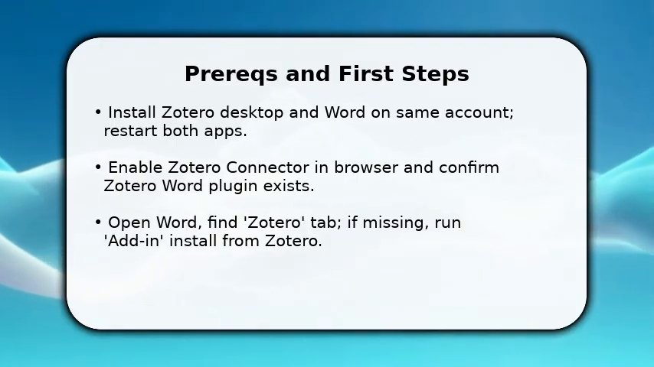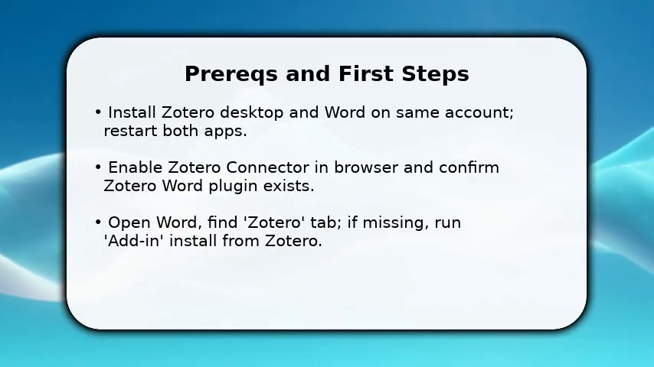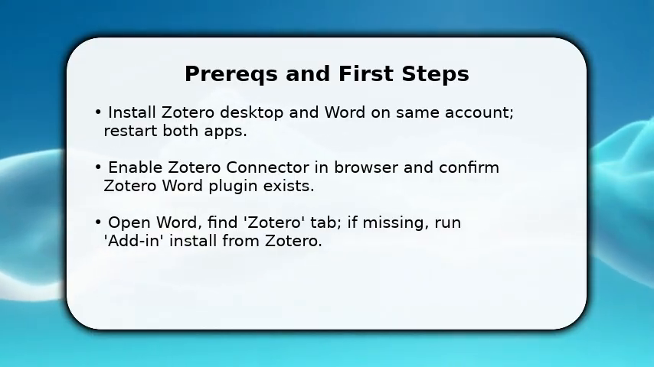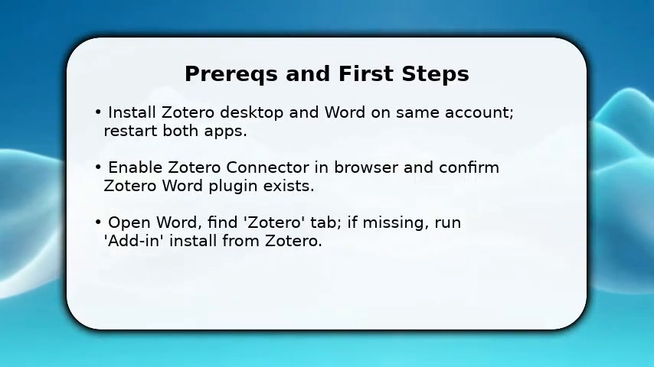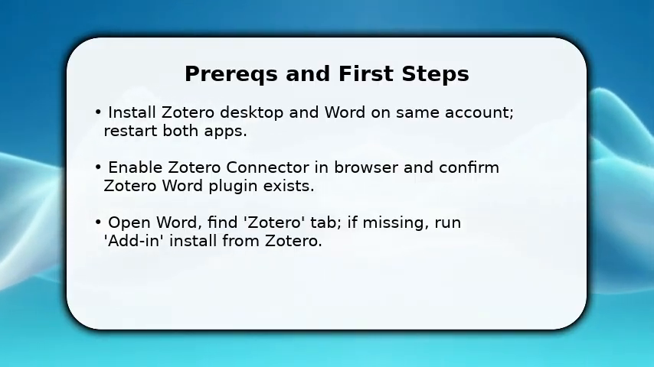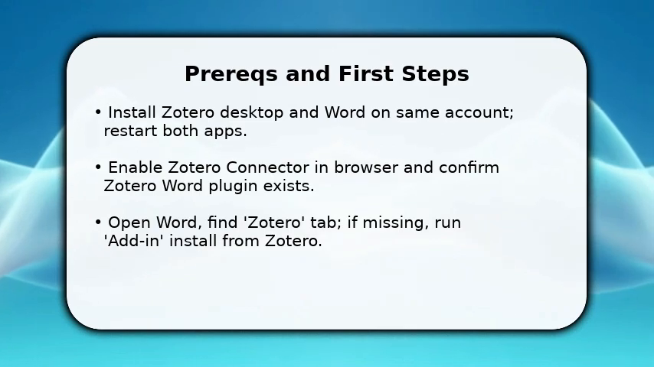If it's absent, go back to Zotero and use Tools, Install Microsoft Word add-in to force the plugin. This step links the citation engine to Word so you can insert references directly rather than exporting each citation manually.